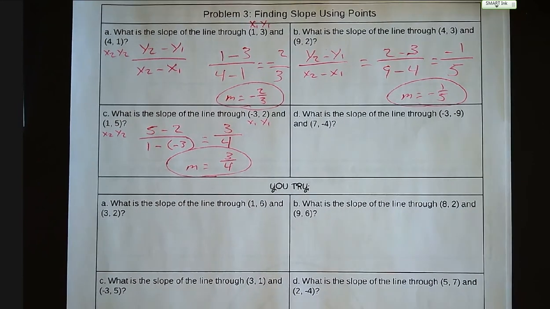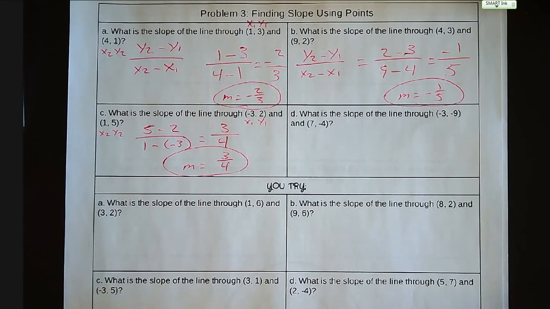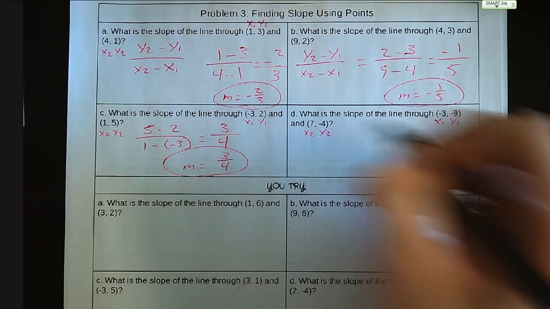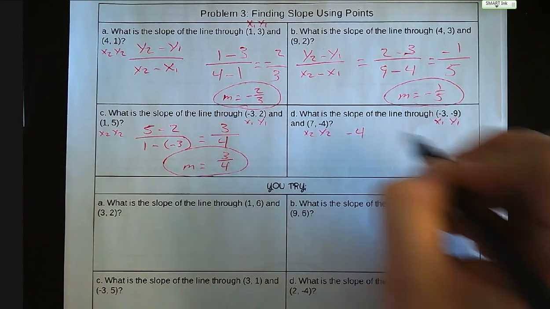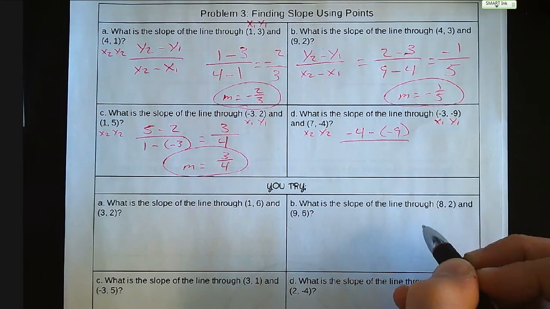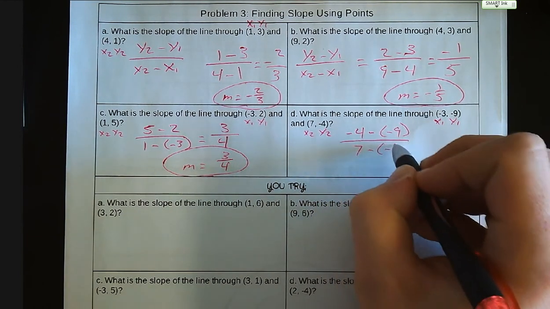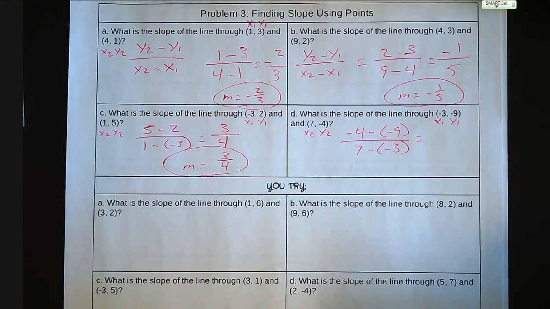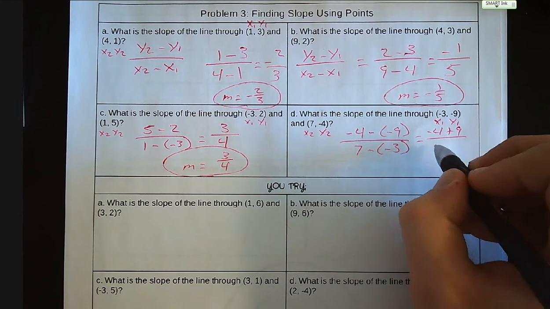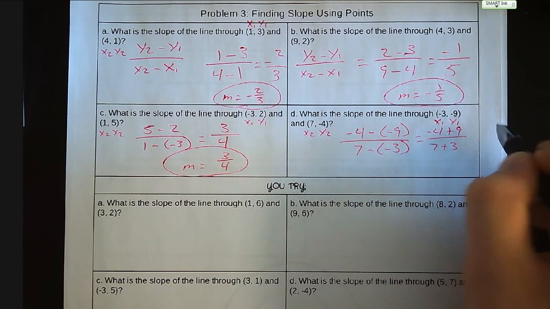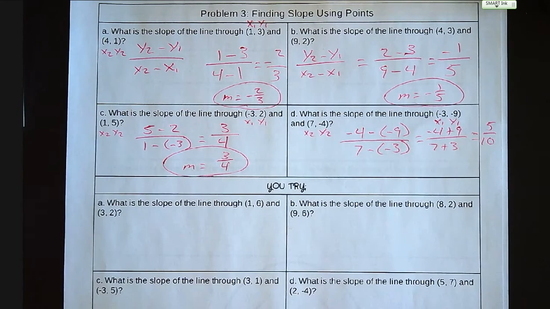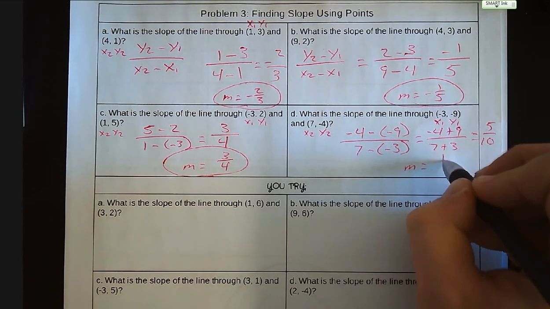Letter D, what is the slope of the line through the points (-3, -9) and (7, -4)? So we're labeling x1, y1, x2, y2. So -4 minus negative 9 over 7 minus negative 3. So negative 4 minus a negative 9, we're adding 9, so that's going to be 5. Down below, 7 plus 3, so we have negative 4 plus 9 is 5. 7 plus 3 is 10, and we can reduce that fraction to 1/2.